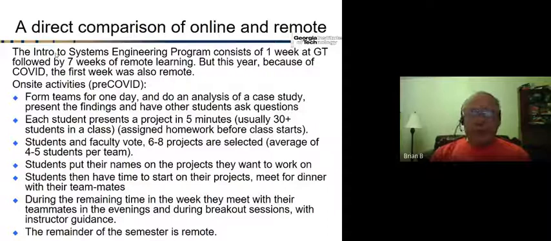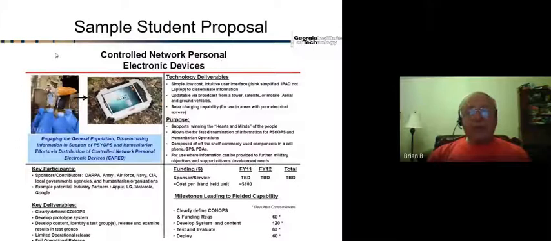So here's a sample student proposal. This is a controlled network personal electronic device, and you see it's a quad chart. You have a general picture up at the left, then the sponsors, and down in the lower left you have the purpose, and in the top right and bottom right you have the funding. So this is what the students do. All of the students come up with one of these and present them, and then 6 or 7 projects are chosen. We try to keep the number of students in a team down to 5 or less.